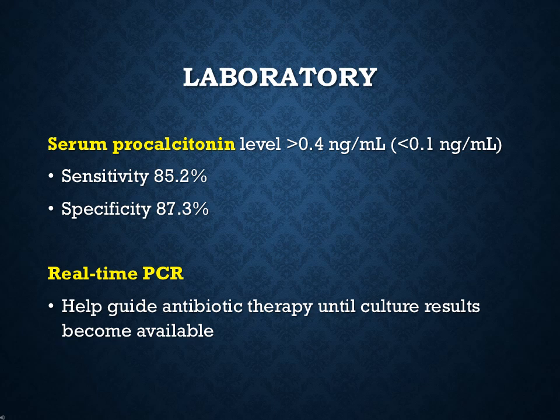Serum procalcitonin is a useful biomarker for bacterial infection. Levels above 0.4 nanograms per milliliter, compared to normal values of less than 0.1 nanograms per milliliter, strongly suggest bacterial osteomyelitis. It has a reported sensitivity of about 85.2% and specificity of 87.3%, making it helpful in differentiating bacterial infection from non-infectious inflammatory conditions. Procalcitonin levels also tend to decrease with effective antibiotic therapy, so they can be used to monitor treatment response.